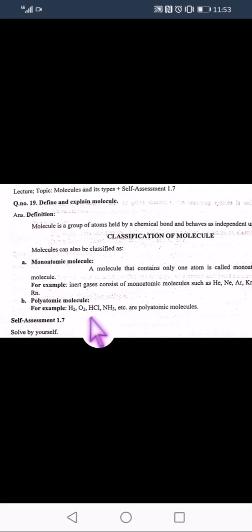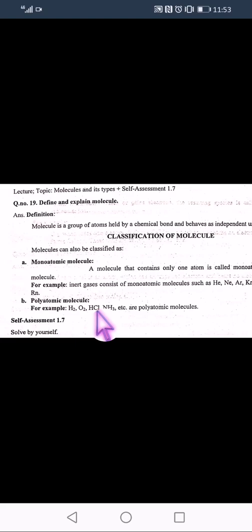Polyatomic molecules contain two or more similar or dissimilar atoms. Fine. Those that contain two or more similar or different atoms are called polyatomic molecules. For example, hydrogen, oxygen, HCl, NH3. As you can see, in a hydrogen molecule, two hydrogen atoms are combined. Oxygen, two oxygen atoms. HCl, two different types of atoms have been combined.